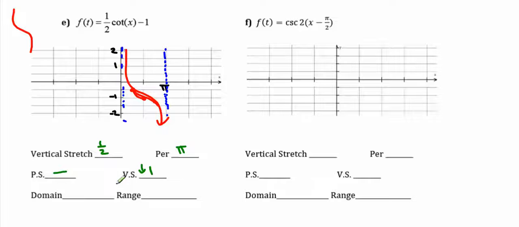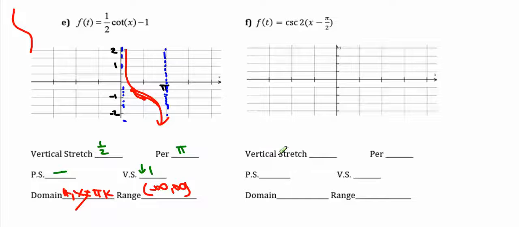All right, so the range for this function is -infinity to +infinity. And the domain is all real numbers except x cannot equal, my first asymptote's at 0, and it occurs every pi. So k pi, pi k, whichever you prefer.